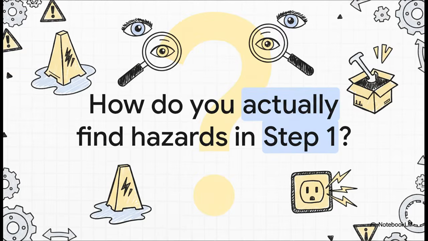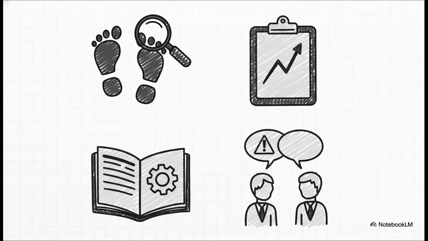Now that all sounds great on a slide, doesn't it? But what does step 1, identify hazards, actually look like when you're on the shop floor? How do you train your eyes to see the dangers that might not be so obvious? Well, there are a few proven methods. You've got to get out there and walk around, for starters. Looking through your past accident reports can show you patterns you might have missed. Manufacturers' instructions are a goldmine for highlighting specific hazards. But you know what? Maybe the most powerful tool you have is talking to your workers. The people doing the job day in, day out, they know where the real risks are.